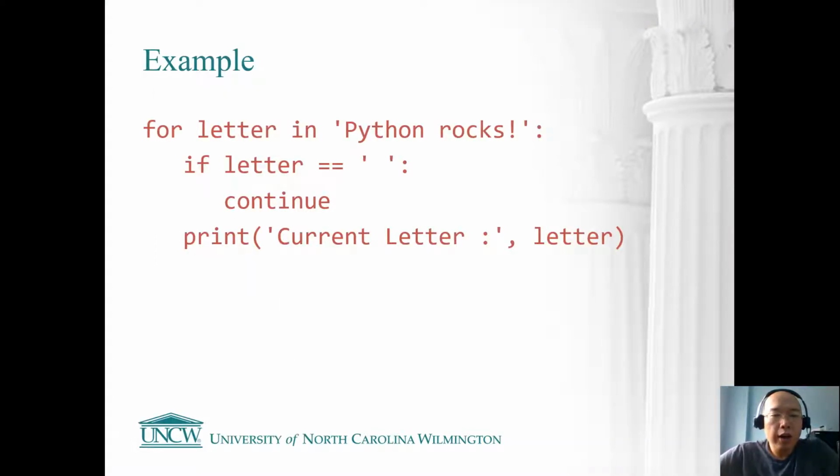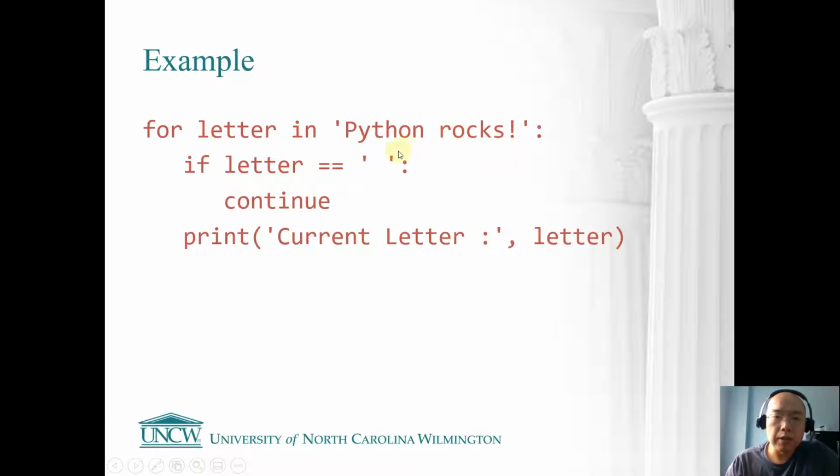Here are two examples. If we want to visit a string character by character, and we know how to do that, we can do for letter in "Python rocks". So that's a string, right? We are using letter as a control variable to visit this string character by character. If the letter is a white space, we do a continue and move on; otherwise we print current letter colon letter. If you trace this code, what are you going to see? We visit the string character by character and print Python, and then when there's a space, we just skip the space, and then we print ROCKS.